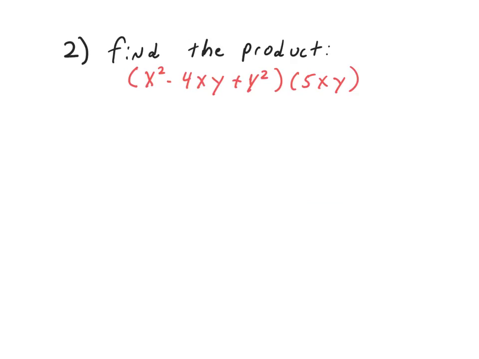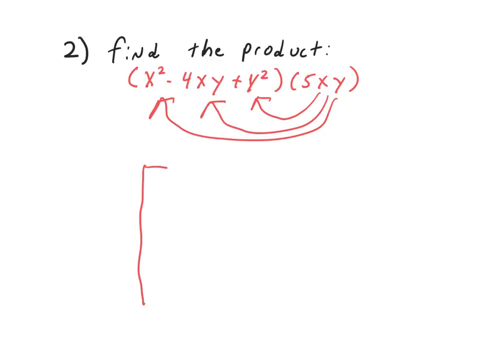On number 2, it says find the product of x squared minus 4xy plus y squared times 5xy. So we're going to do a bunch of multiplying on this. So we have to multiply 5xy times y squared, 5xy times negative 4xy, and 5xy times x squared. So I'm going to do the tabular method on this.